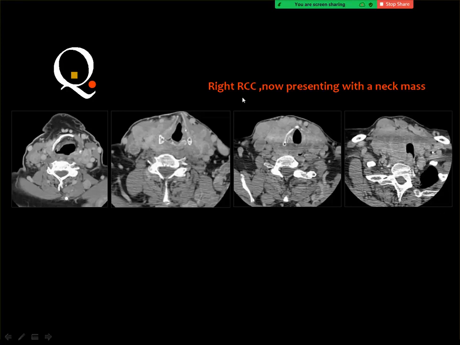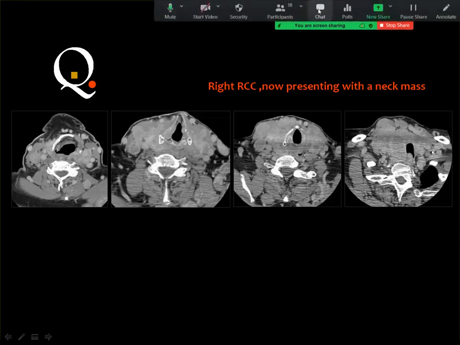This patient with renal cell carcinoma presenting with a neck mass.